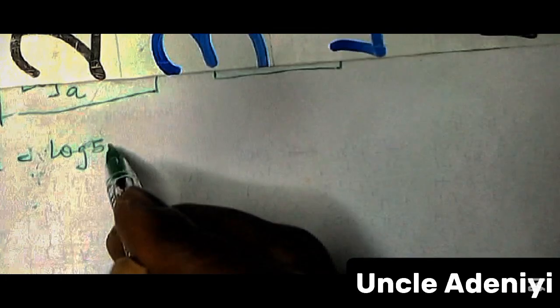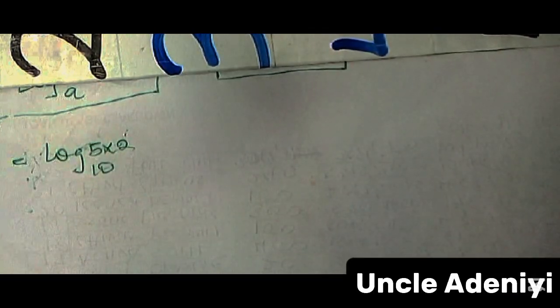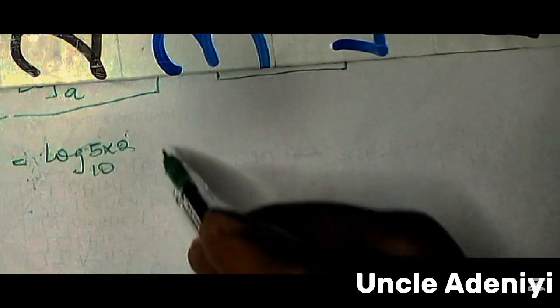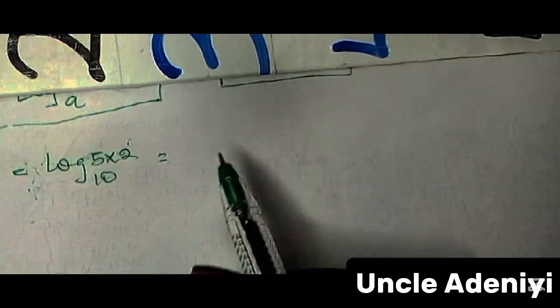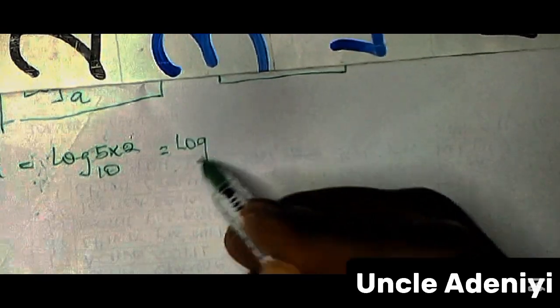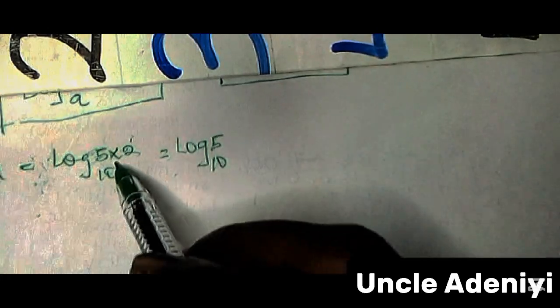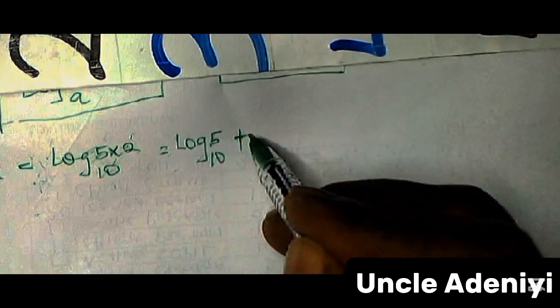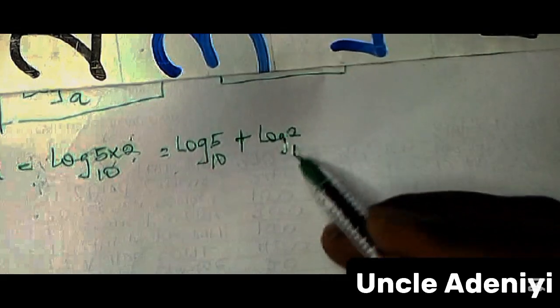Let's say you have to solve log 5 times 2 base 10. Now this will be equal to, I told you, write this one out first: log 5 base 10. Separate it. This times will change to what? Plus, right? Then log 2 base 10.